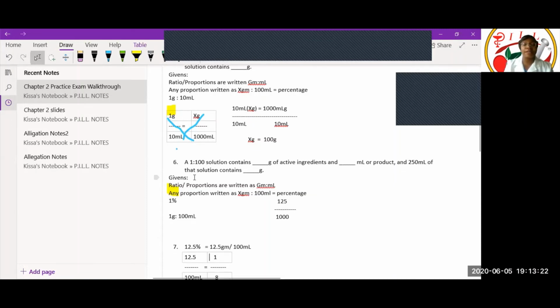So again, let's identify our givens. We know that a ratio proportion is written as grams per milliliter, and we also know that any proportion written as an unknown value of grams per 100 milliliters actually equals a percentage. That will become valuable in our next problem.